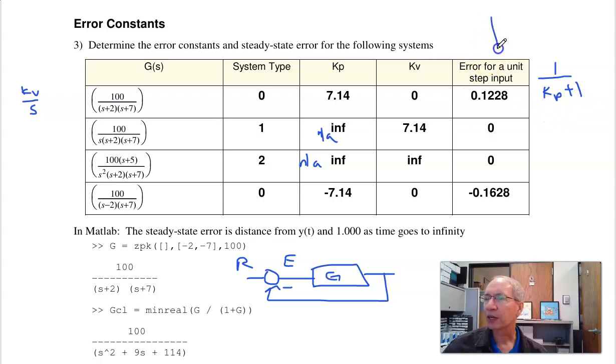So a positive error says if I want to go to 1, I'm going to miss. I'm going to wind up 0.12 short of the output. A negative steady state error says if I want to go to 1, I'm actually going to overshoot it by a little bit.